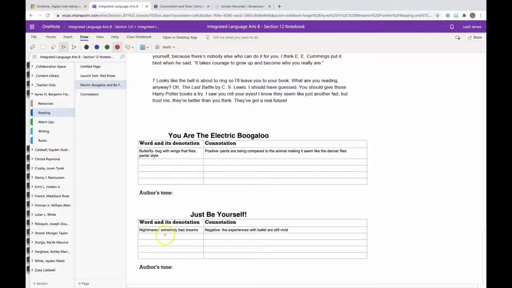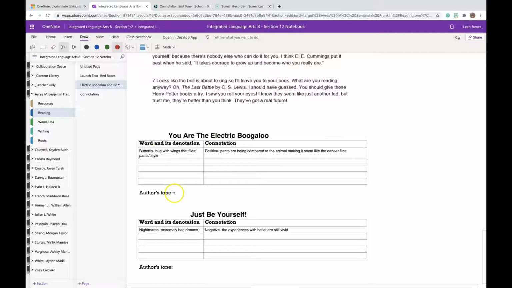Same with Just Be Yourself. That word nightmares really stood out to me. Nightmares are extremely bad dreams. They have a very negative connotation. And I explained why I thought that he was using that word in a negative way, because he's describing the experiences that she had with ballet as still being very vivid. They still kind of almost like haunt him to this day. Or her.